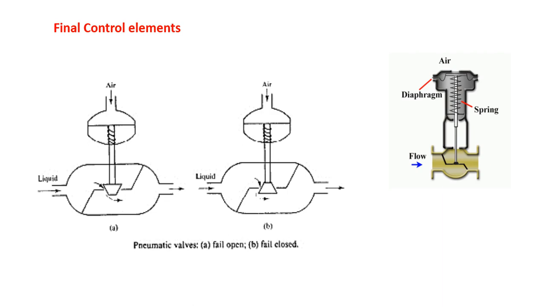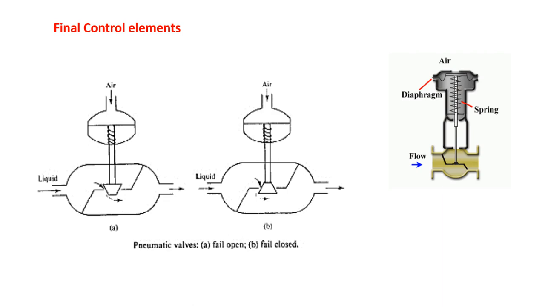If you look at figure A, there is air coming from up. It puts pressure on the diaphragm, and the diaphragm, which is attached with the spring, pushes the plug in the downward direction. Now, as the plug moves down, it will cut the inlet flow rate to the outlet. So this is called the air to close type of pneumatic valve.